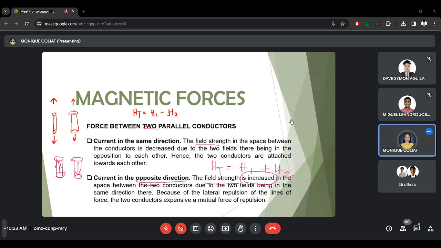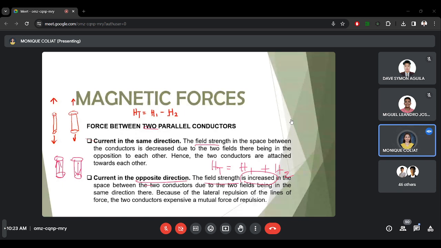Okay, so current in the same direction, the field strength in the space between the conductors is decreased due to the two fields being in opposition to each other. Hence, the two conductors are attracted toward each other. So, pag sinabing field strength, ano nga yung field strength? Field strength is H. Sabi, ang field strength doon sa space between the two conductors is decreased.